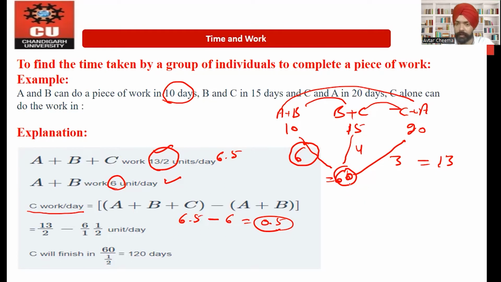So the total work C has to do is 60 units and the efficiency of C is 0.5. So 60 divided by 0.5, that is half, will be 120. That means C can complete the work in 120 days.